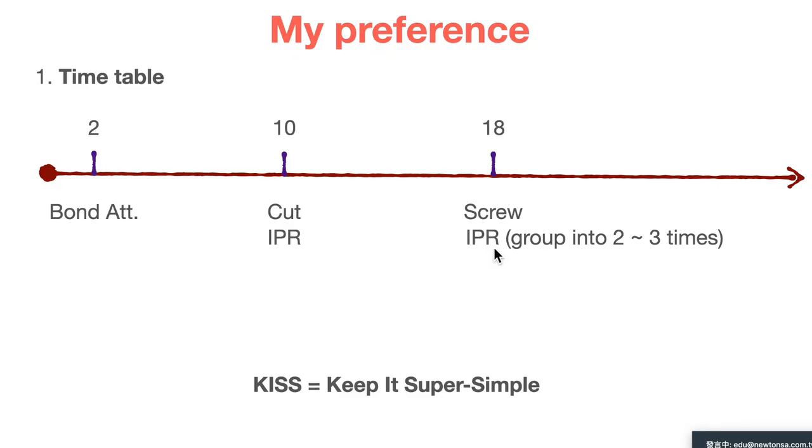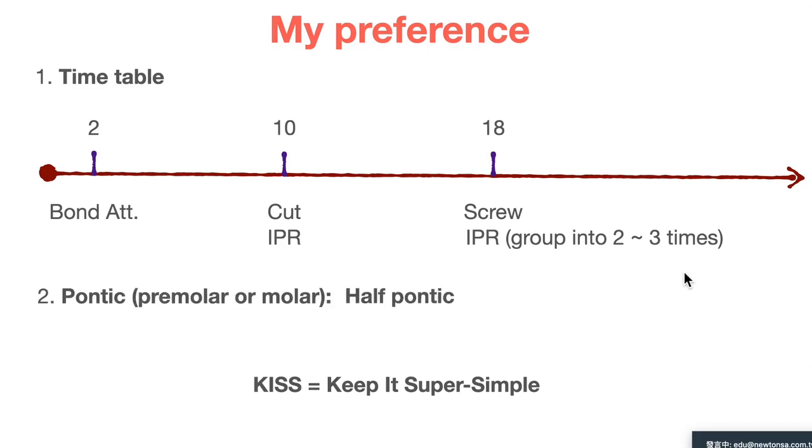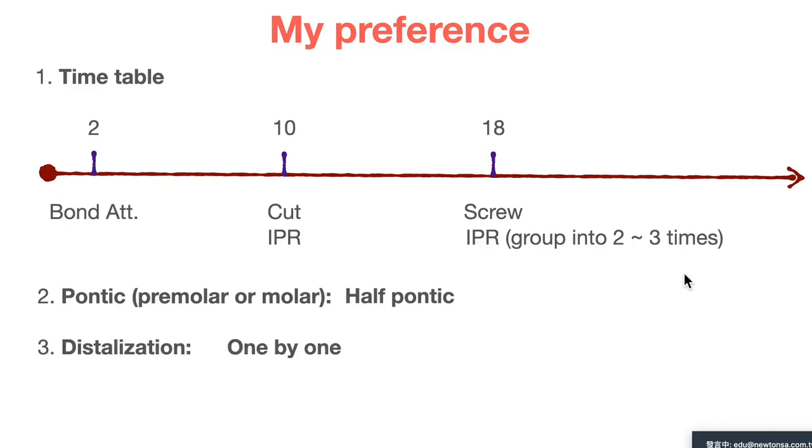The IPR, I don't want to spray the IPR all over the place. I want to group it into 2 or 3 times. If you spray it all over the place, it's just difficult to keep track of that patient. So just group into 2 or 3 times should be okay. For extraction cases, always half bonding. I don't want a full bonding. Half bonding is easy to grab the molar.